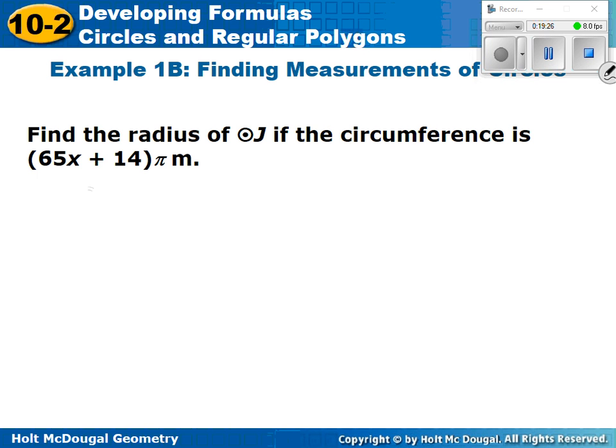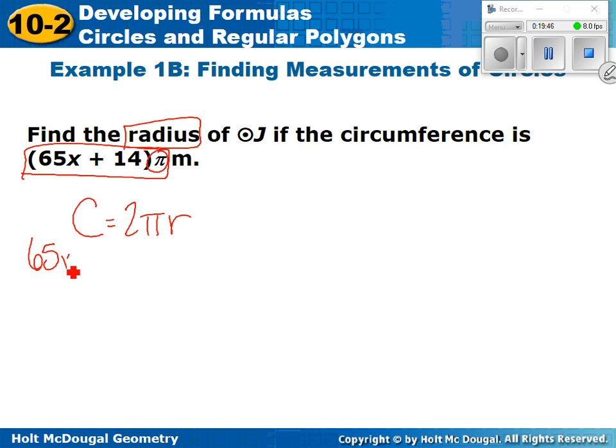So circumference is what they're talking about. So that is 2 pi r or pi d, but because they said find the radius, that would tell me to use 2 pi r. They give me the circumference. Be very careful that you notice the pi. Every year I have students who don't see those little pi's, and they end up getting the problem wrong. So this is 65x plus 14 pi equals 2 pi r. So plug it in for your circumference.